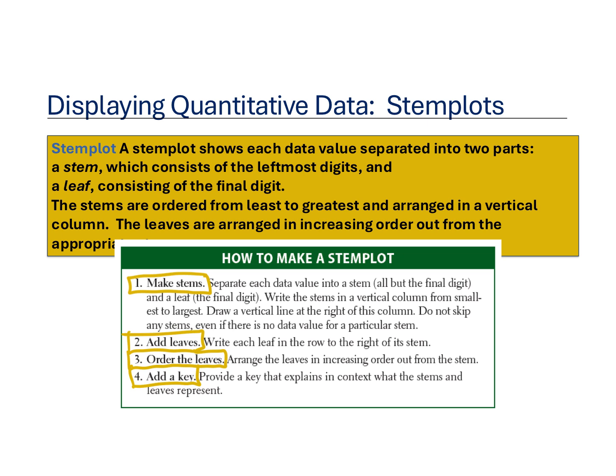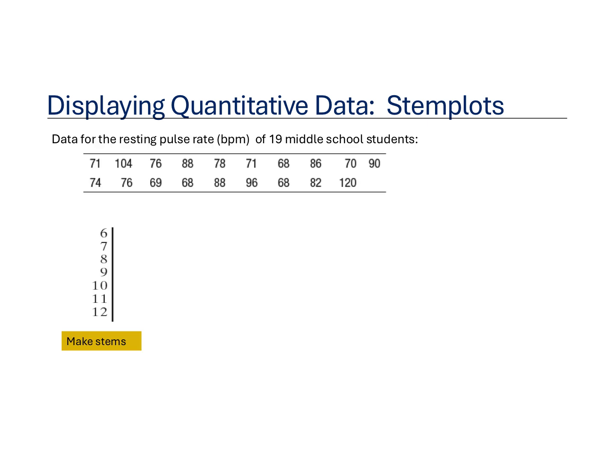The easiest way to understand this is with an example. I think if you're looking at all these words, it's overwhelming. So let's go right into an example. Here we have resting pulse rate in BPM, beats per minute, of 19 middle school students. So this is something we could easily do in class one day. We can just say, all right, everybody, just measure your pulse and I'll keep time, all that stuff. Here we want to make a stem plot.